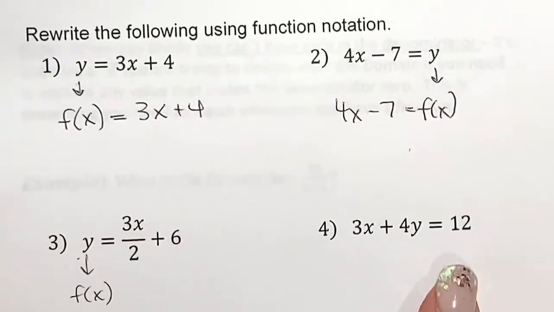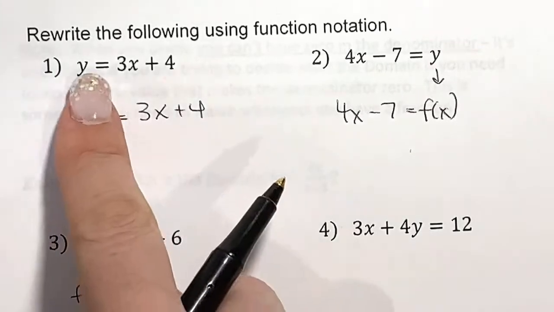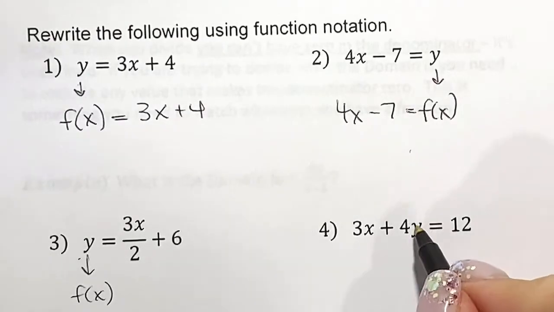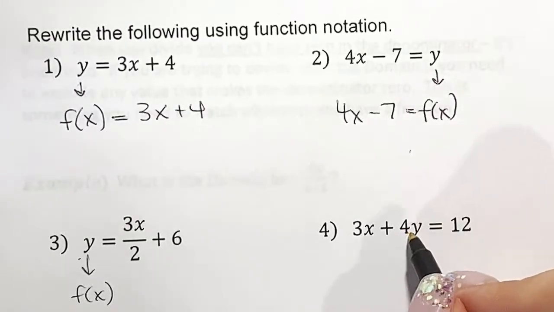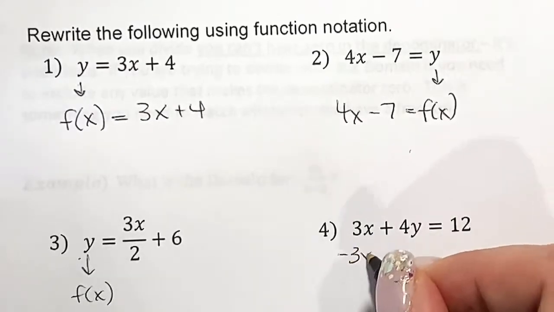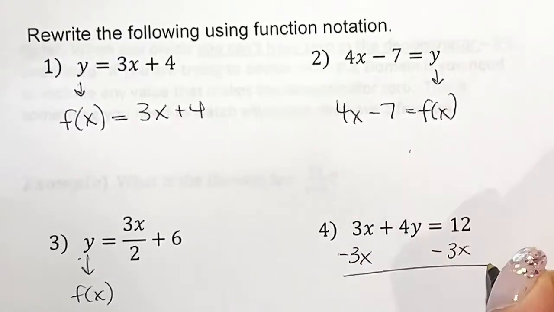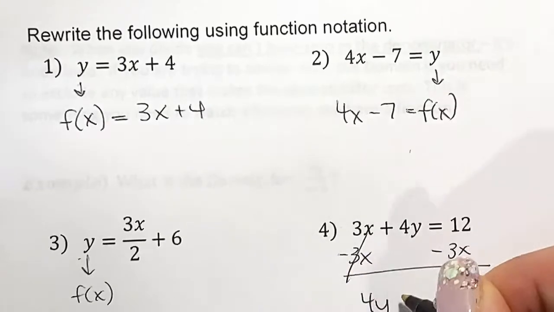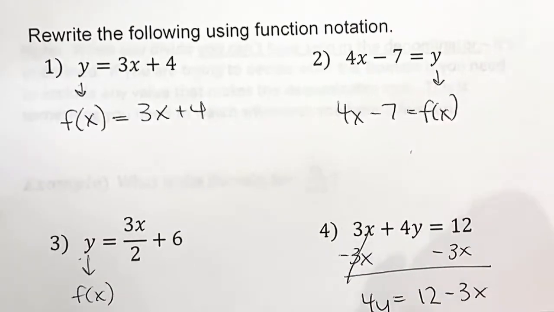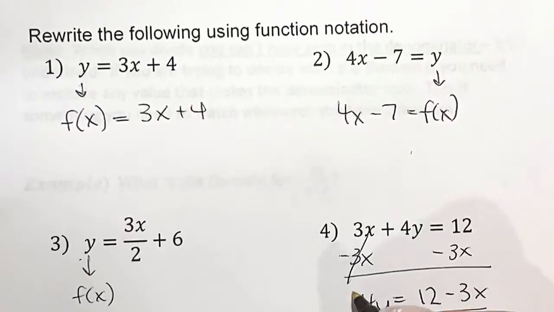Sometimes they might not be solved for y, so all of these had just y equals, but on this one, y is not by itself, so we wouldn't want to plug f of x in with the 4 on it. I mean, you could, it would look kind of weird though. So you would want to start by solving for y, so that we get 4y equals 12 minus 3x, and then let's divide by 4, so that you get that y alone.